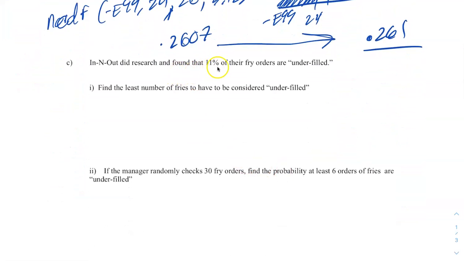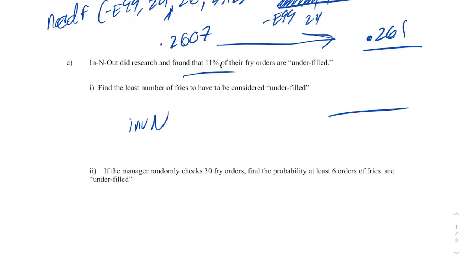In-N-Out did research and found that 11% of the fries are underfilled. Find the least number of fries considered underfilled. So now they give me the percentage. I gotta find the number. So this is an invert normal, right? They gave me a percentage, so I want to find the number. It's an invert normal problem. So we're gonna do invert normal.